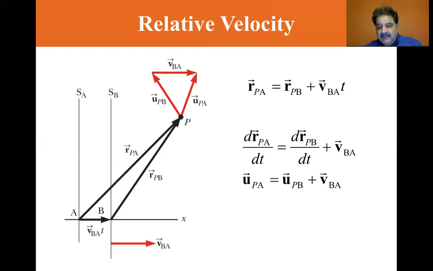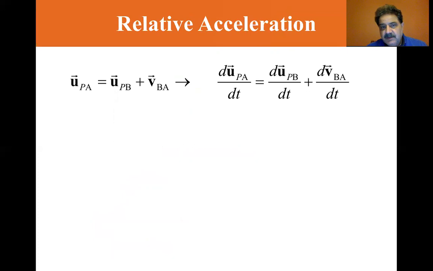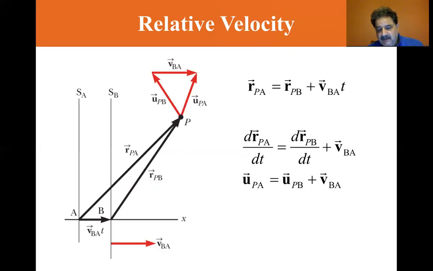Now, the last equation is demonstrated by the red vectors at the top of the figure. Vector UPB, the velocity of the particle at time t, is the velocity as seen by observer B. You add the relative velocity VBA of the frames, and the sum equals the velocity of the particle as measured by observer A.